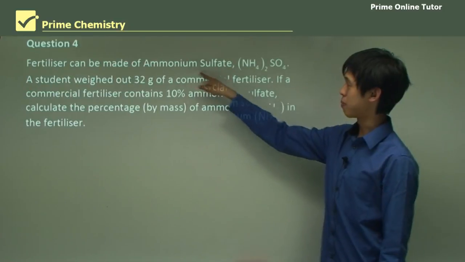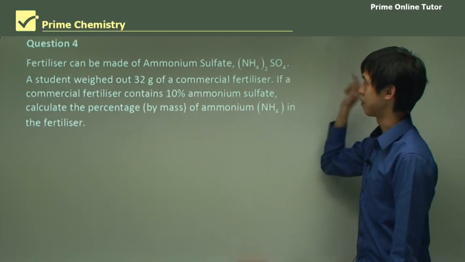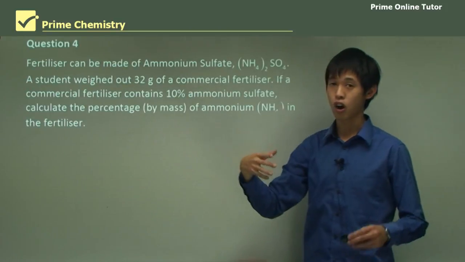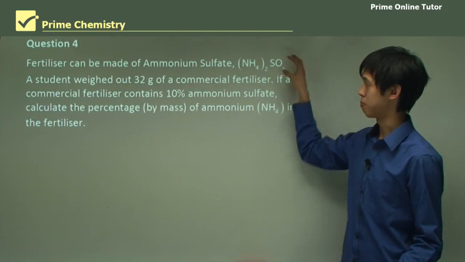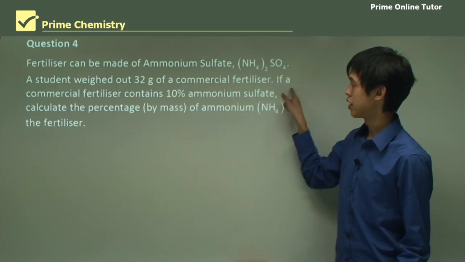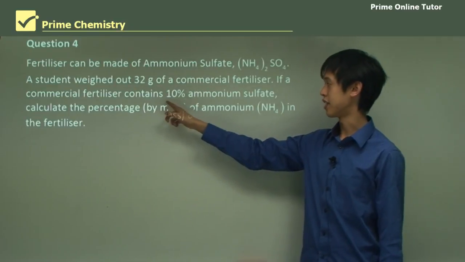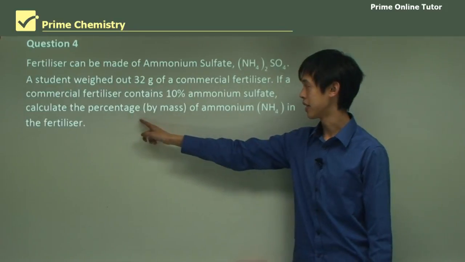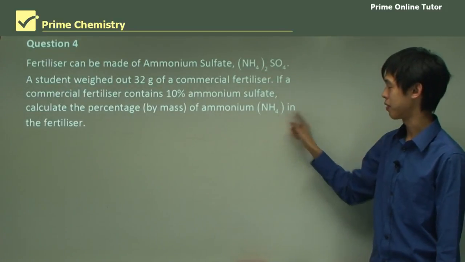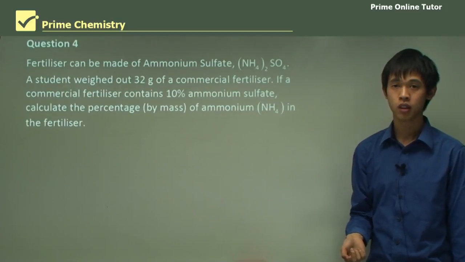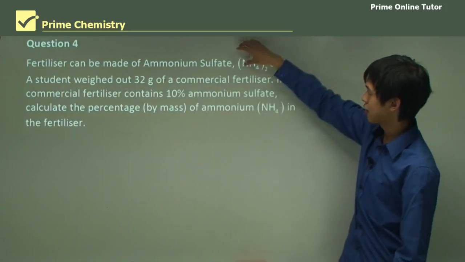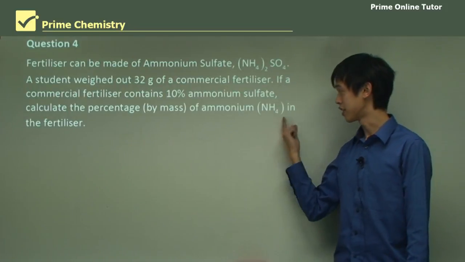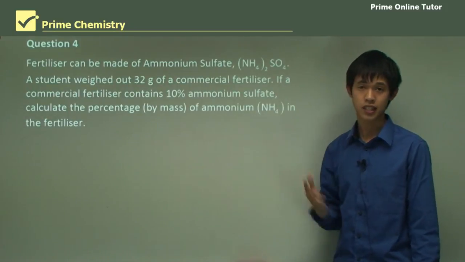So fertilizer can be made from ammonium sulfate, and here's the equation for that. A student weighed out 32 grams of the fertilizer, which has this in it. So if the commercial fertilizer contains 10% of this, ammonium sulfate, calculate the percentage by mass of ammonium in the fertilizer. Okay? So 10% of the mass of a fertilizer is this guy, but what mass of the fertilizer is just the ammonium? Okay? That's our question.